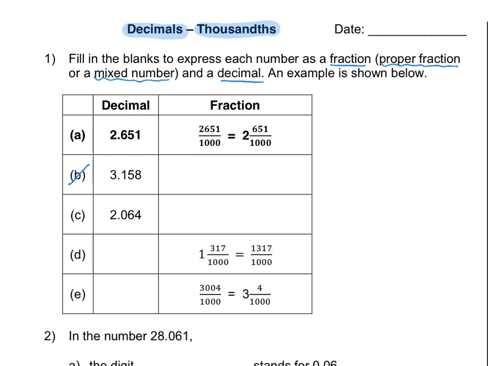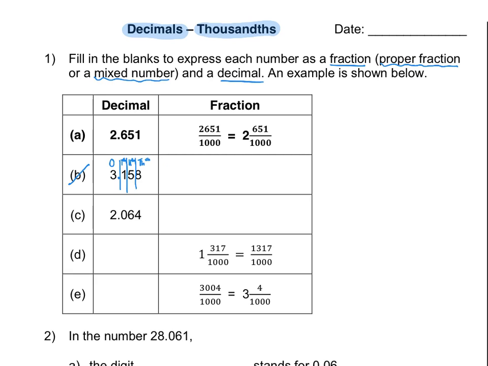Let's take a look at part B. You are given the decimal 3.158 and you are asked to convert it into a fraction. Whenever we are given a decimal, the first thing that we should do is to label the place value chart. The decimal point is here. In front of the decimal point is the ones place, and directly behind the decimal point we have the tenths place, followed by the hundredths place, followed by the thousandths place.